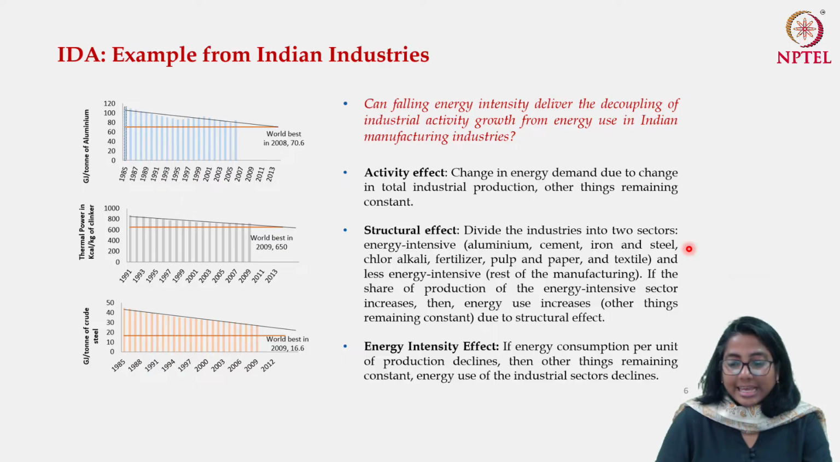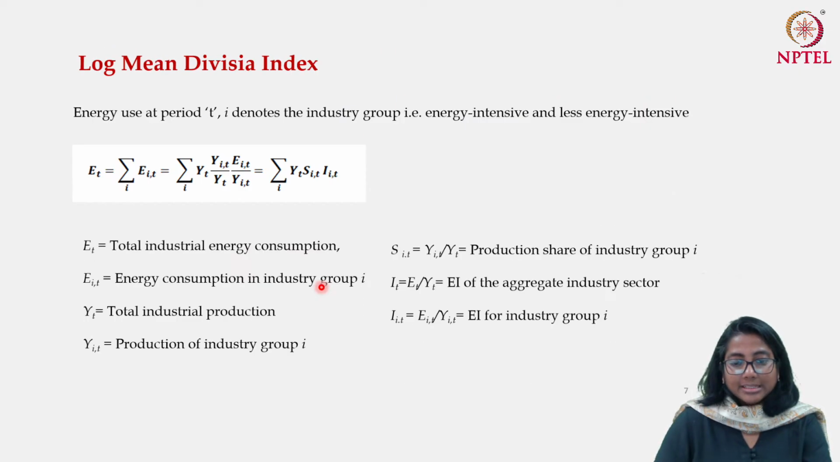Coming to the last part, this is the energy intensity effect. If the situation for the entire manufacturing sector is the same as what we can see in these 3 industries, then of course due to the energy intensity effect, the energy consumption is going to come down because the production process has become more and more efficient. But here we are talking about only 3 industries. It has to be true for all the manufacturing industries. So this is how we conceptualize the activity effect, structural effect and energy intensity effect in the context of Indian manufacturing industries. Now let us see how we do the analysis.